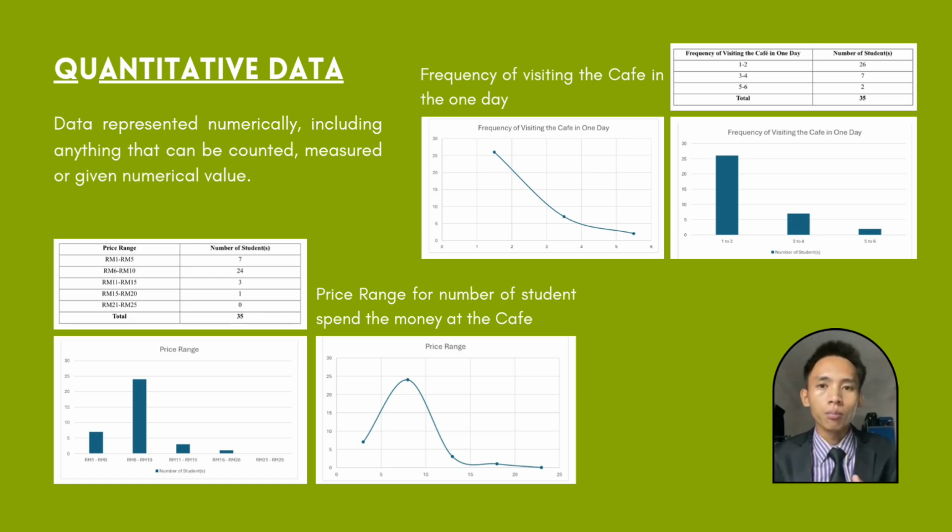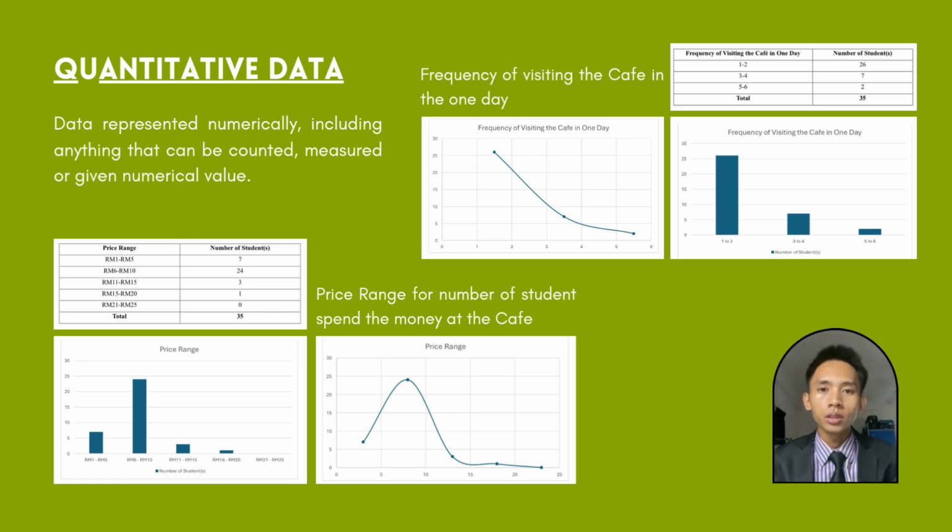This indicates that most students have a regular cafe routine, visiting once in the morning and possibly once more during the day. Next, we examine the price range that students typically spend at their preferred cafe. This data helps us understand the economic consideration that might influence their choice of cafe. Knowing how much students are willing to spend can help cafe managers tailor their offering to meet customer expectation.